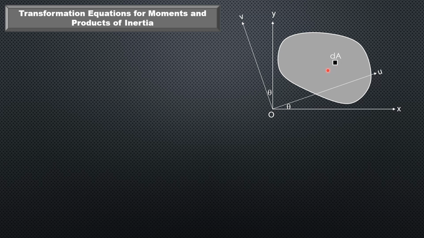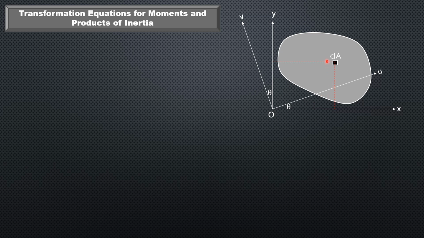By the way, the objective here is to find expressions for the moments of inertia with respect to the UV axis in order to determine the value of theta for which moments of inertia will be maximum or minimum. And later we call this maximum and minimum moments of inertia the principal moments of inertia of areas.